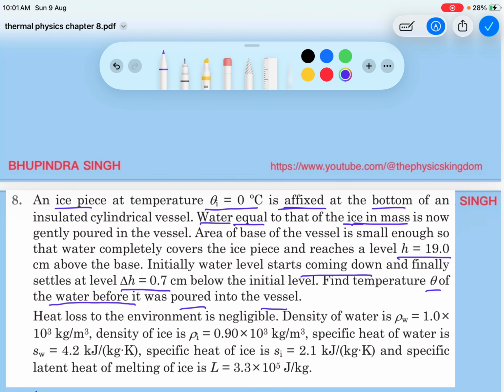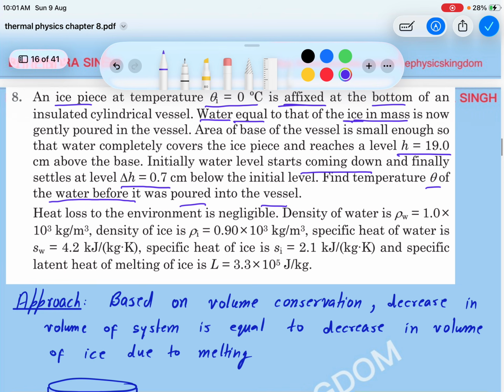Okay. So this question can be done by volume conservation. What is the initial volume? What is the final volume? And how much ice will melt? That we can find out with the given condition, right? The initial temperature of the liquid is required because its temperature is more than 0 degrees Celsius. Because of that only, ice is melting. So that is the concept of this question.